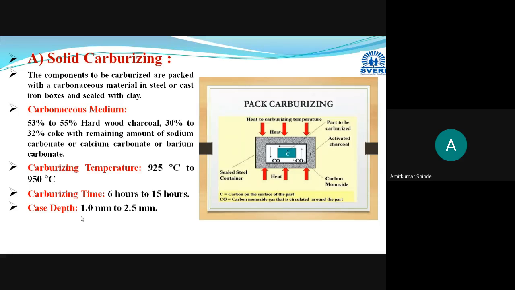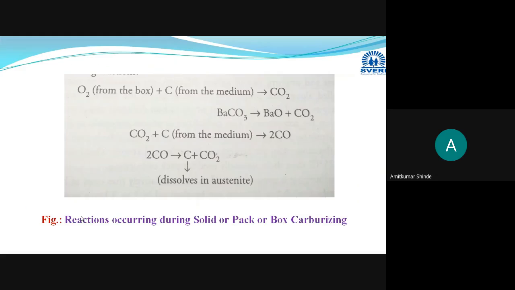What are the important points here? Which medium you have used, that will be termed the carbonaceous medium or carburizing medium, then the carburizing temperature, then the time required for carburizing, and the case depth achieved with the hardness. If there are any advantages for that specific method, you have to mention them, and if any reaction is occurring, you have to write that reaction. This much description is sufficient. Don't go for writing in a very brief way.